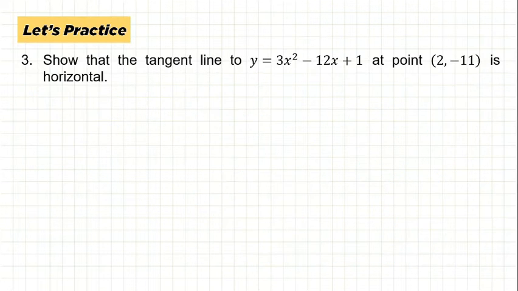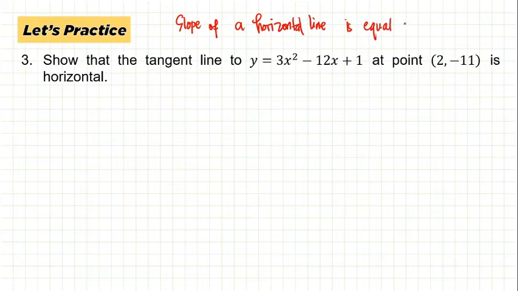Now for number 3, show that the tangent line to the function y equal to 3x squared minus 12x plus 1 at the point 2, negative 11 is horizontal. So how are we going to show this one? Take note that the slope of a horizontal line is equal to 0. So therefore, to show this, we must show that the value of the slope of the tangent line is equal to 0. So we only need to solve for m sub TL.